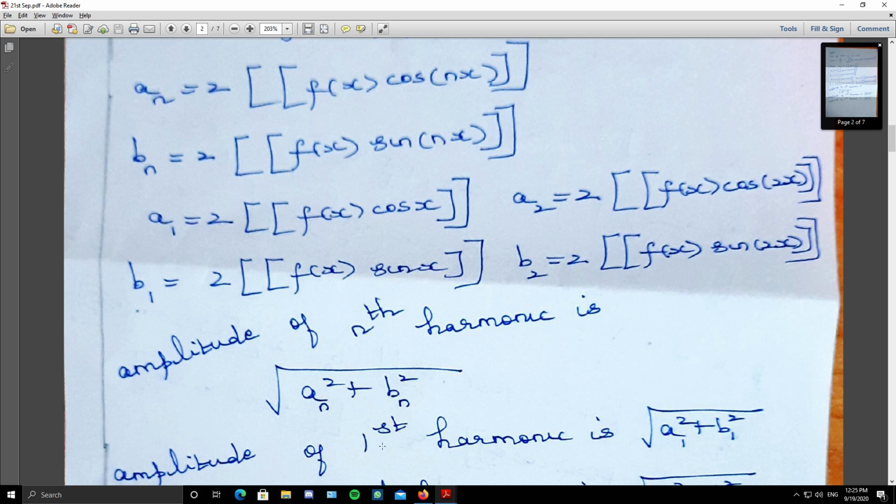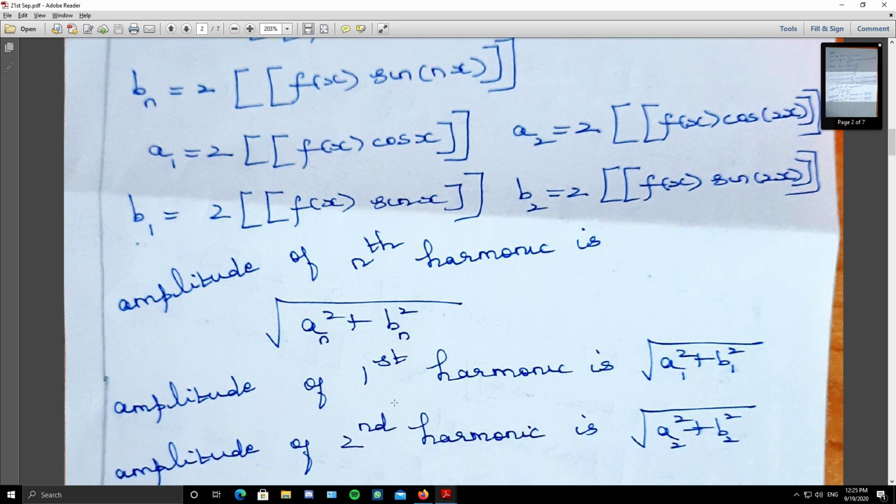If you are asked to find the amplitude of the first harmonic, it is the square root of a1 square plus b1 square. The amplitude of the second harmonic is the square root of a2 square plus b2 square.